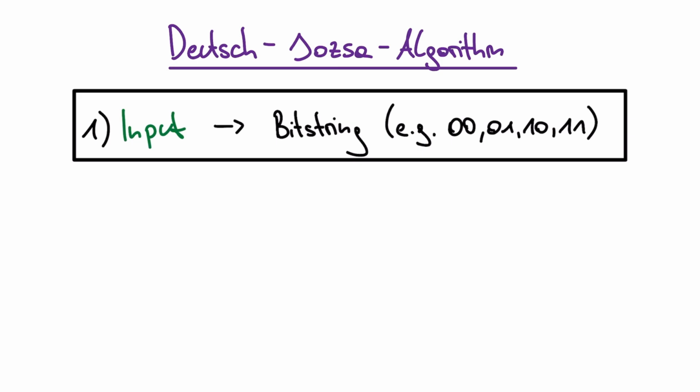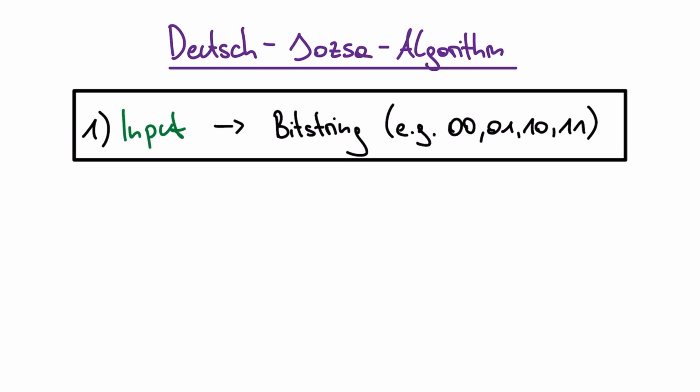So if you have two switches or two bits, we get four combinations. That's our input space: 0 0, 0 1, 1 0, and 1 1. Of course, you could have more bits. Three switches would mean 8 combinations, and so on. But for now, let's keep it at 2.